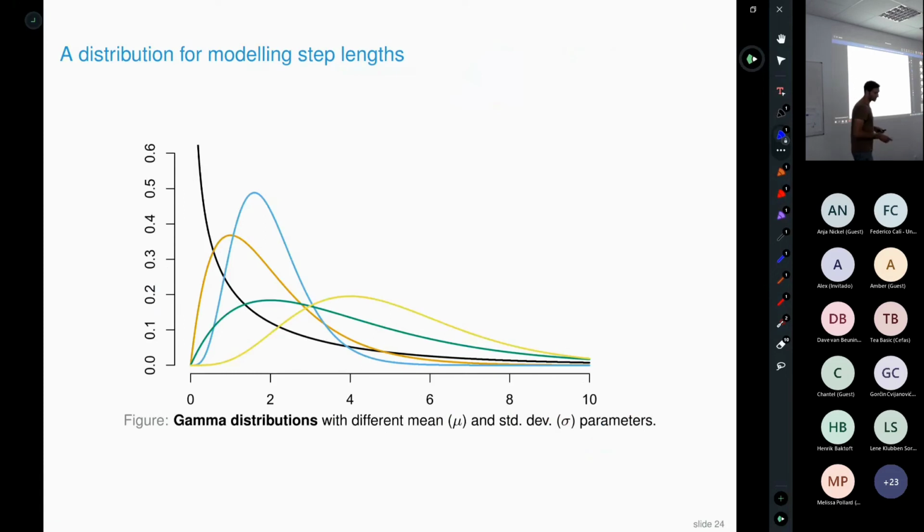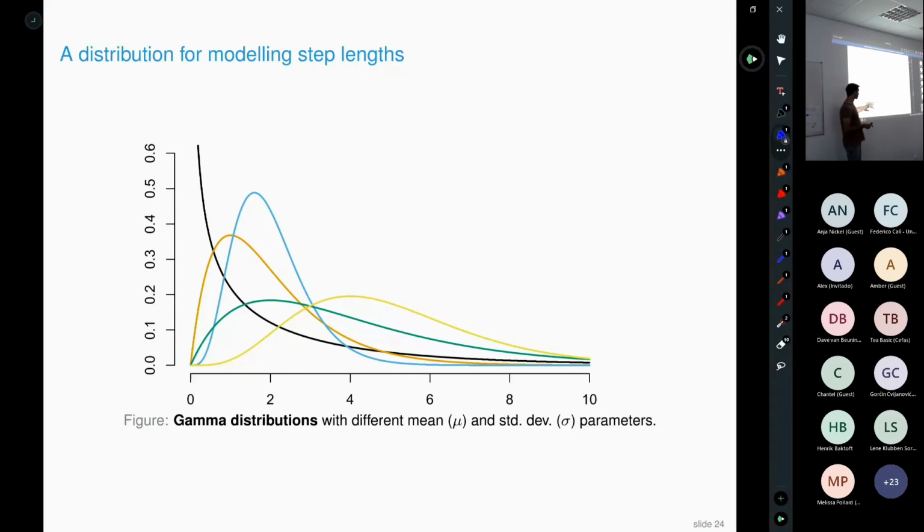Okay, just one slide on this distribution for the step length. So I mentioned the gamma distribution early on. Why? Because we need a distribution on the positive real numbers. Normal distribution won't work, t-distribution, all these things won't work. We could use the gamma distribution, the log normal distribution, the Weibull distribution, the exponential distribution. There are many distributions, but these are usually not that well known.